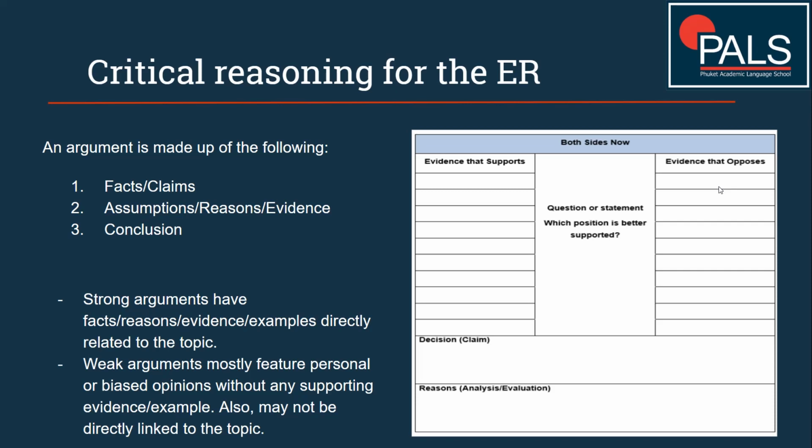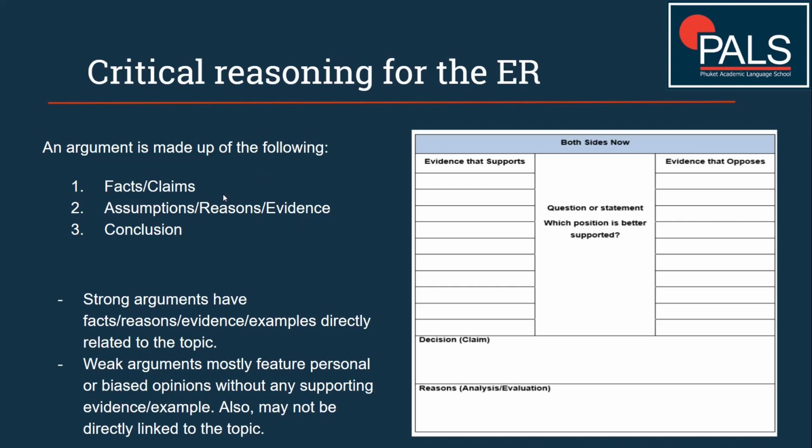Okay, now what you have to do is think about which of these two is better supported, and you have to think about why that's the case. Okay, so before we can actually do that, we have to think about what an argument is. Now, an argument is made up of the following. Arguments contain facts and claims. They contain assumptions, reasons, and evidence, and conclusions as well.